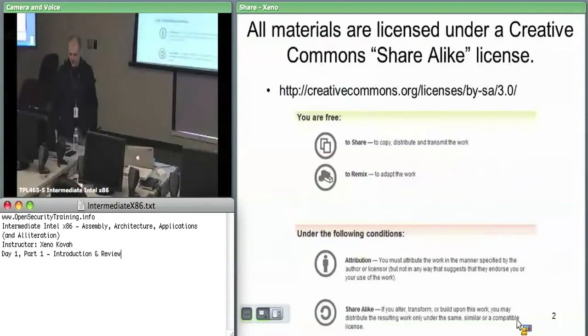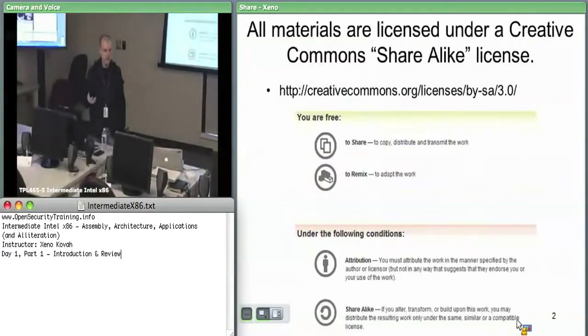I do have the slides and everything available online at OpenSecurityTraining.info. We're going to be grabbing other people's materials from other classes and soliciting volunteers from other people in the industry. So, thank you.